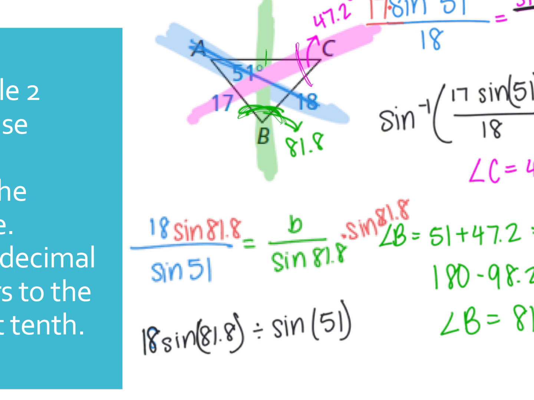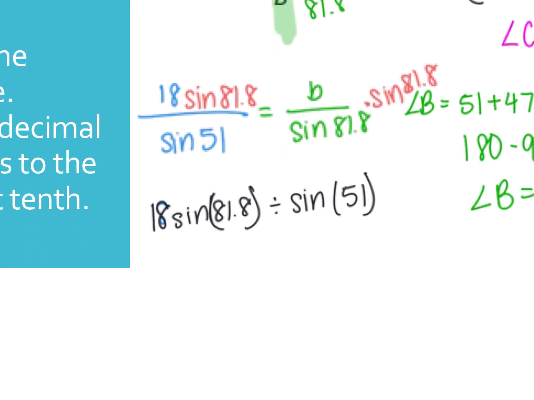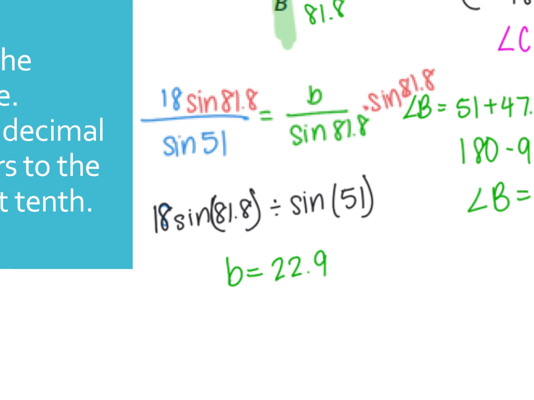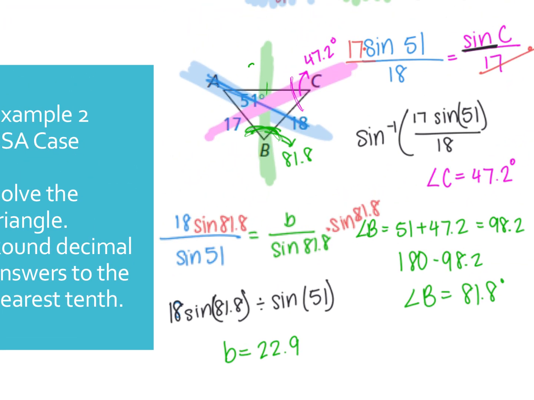Plug it into your calculator: 18 sine 81.8 divided by sine 51. And you're going to get B equals what? What are we going to get for B? 22.9. Remember, we're rounding to the nearest tenth. And that is for my side. Okay, so can you explain now why you did it differently?